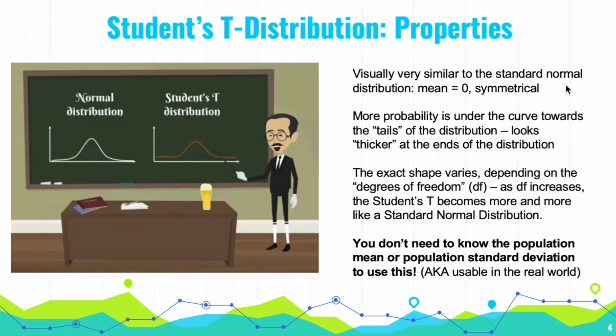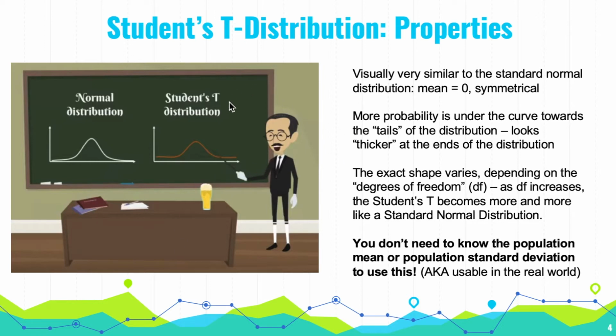The Student's t-distribution is visually very similar to the standard normal distribution. See, the mean is at 0 and it's symmetrical about this average. It has that nice curvy bell shape. But you can see that with the Student's t-distribution, there's more probability under the curve towards what we call the tails of the distribution. So it looks fatter or thicker at the ends of the distribution. That means there's more probability in the tails of the Student's t-distribution.